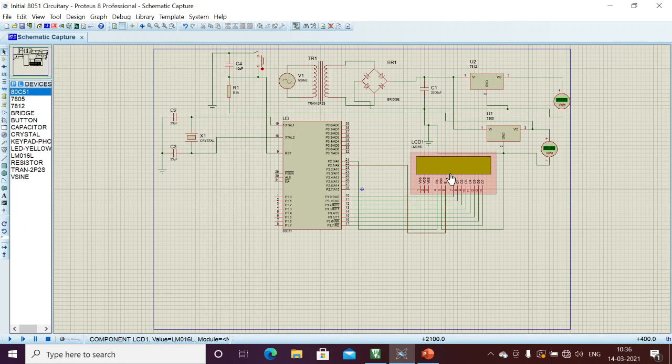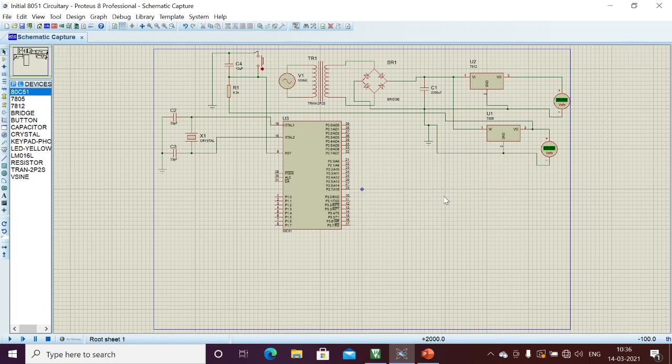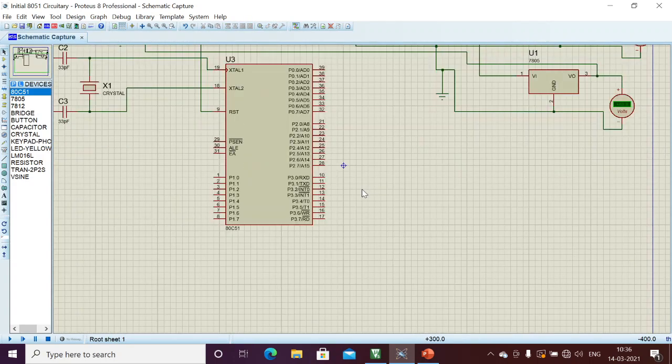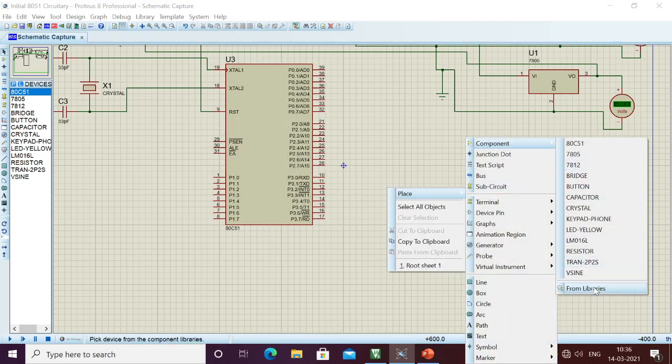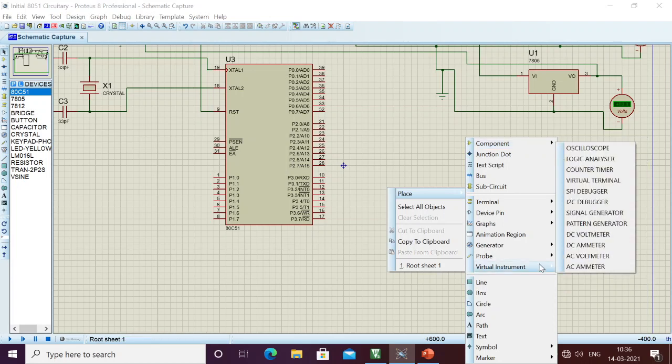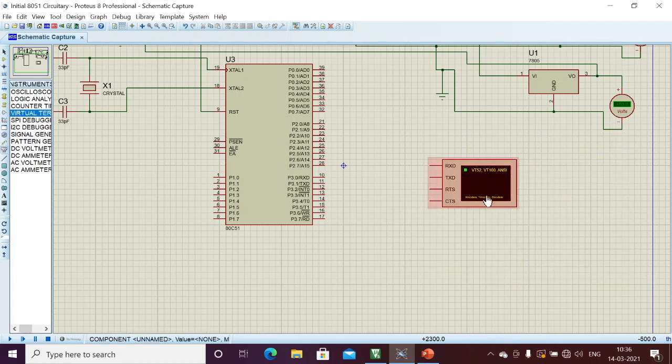here. Here I will just remove the LCD. Why? Because pins 3.0 and 3.1 we are using for the communication. That's why I just removed the LCD. Here I can connect the virtual terminal as my serial communication. This TX pin I should connect to the RX. Similarly, this TX pin I can connect to the RX. This is a reverse connection.